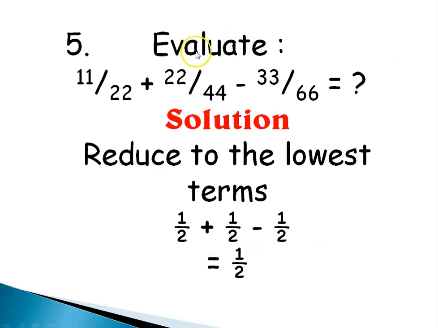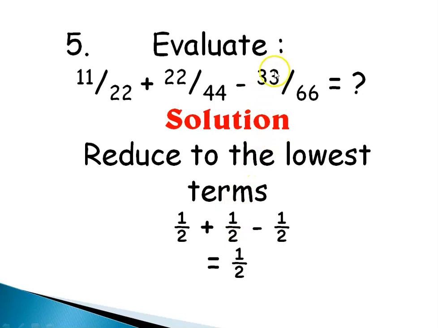Question 5. This is a fraction, isn't it? Evaluate 11 over 22 plus 22 over 44 minus 33 over 66. So the first thing I want to do is to reduce this to its lowest terms. All these are big numbers that can be reduced. I can say 11 here 1, 11 here 2, and that will give me 1 over 2. I can say 22 here 1, 22 here 2, and this is another 1 over 2.